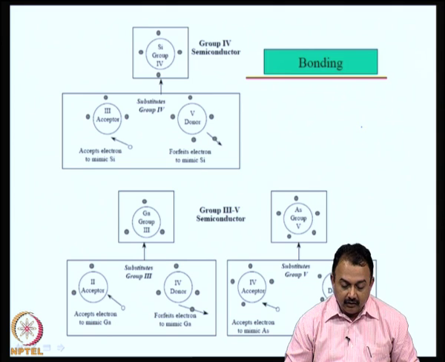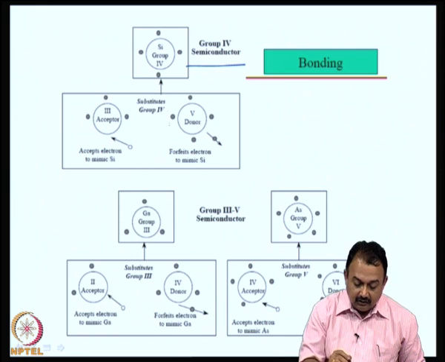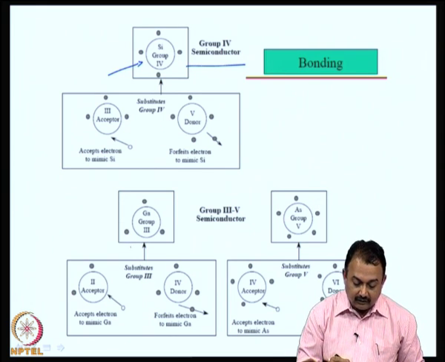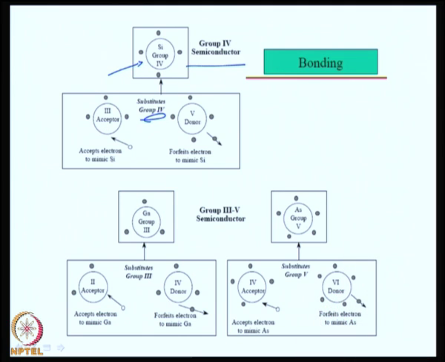Now, the bonding requirements, for example, I will give you an example. Silicon is a group 4 material. If you look at substitutes from group 4 itself, the requirement is that a group 3 acceptor should accept 1 electron to mimic silicon, whereas a group 5 donor will forfeit or give away 1 electron to mimic silicon. So, these are the requirements for bonding in a group 4 semiconductor.